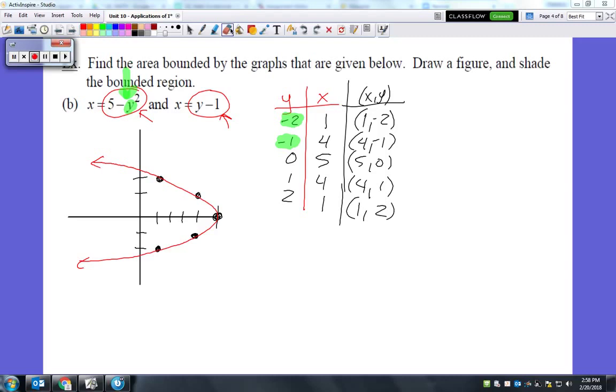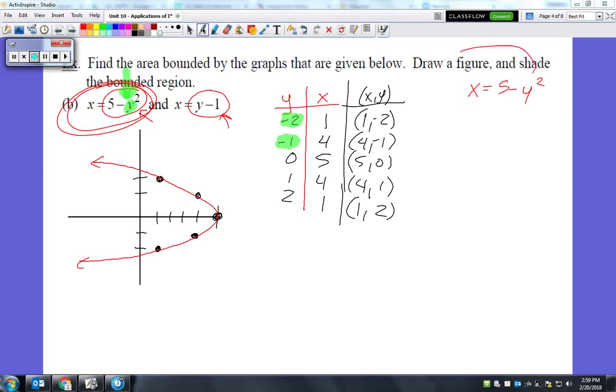So this is what I'll say to that. If I looked at this one, and I don't know what the graph looks like, and I don't have time to do a table, another thing you could do is switch the x and the y, or, I'm sorry, that's for inverse functions. You just want to solve for y. You know what I mean? So you get 5 minus y squared. Let's get y by itself.